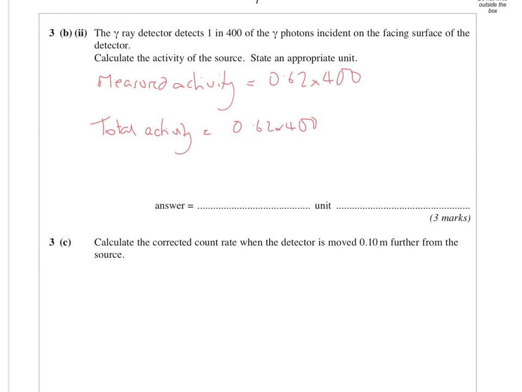So that would be the total detected, and we want to divide it by the 3.68 times 10 to the minus 3 to find out what the total number would be. So that's going to be 0.62 times 400 divided by the previous answer, which gives you 6.7315 times 10 to the 4. So we're going to give that as 6.7 times 10 to the 4 to two significant figures, and activity is in becquerels.